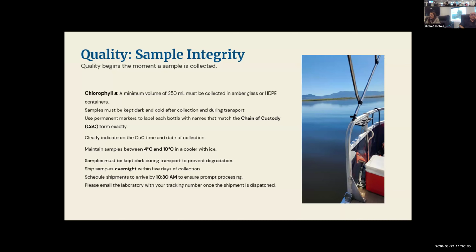Regarding logistics, the process mirrors our toxin protocols. Please ensure each bottle is labeled with permanent markers to match the chain of custody form exactly, including the name of the sample, location, time, and date of collection. And samples should be shipped overnight within 5 days of collection, with a scheduled arrival at 10:30 to ensure prompt processing.